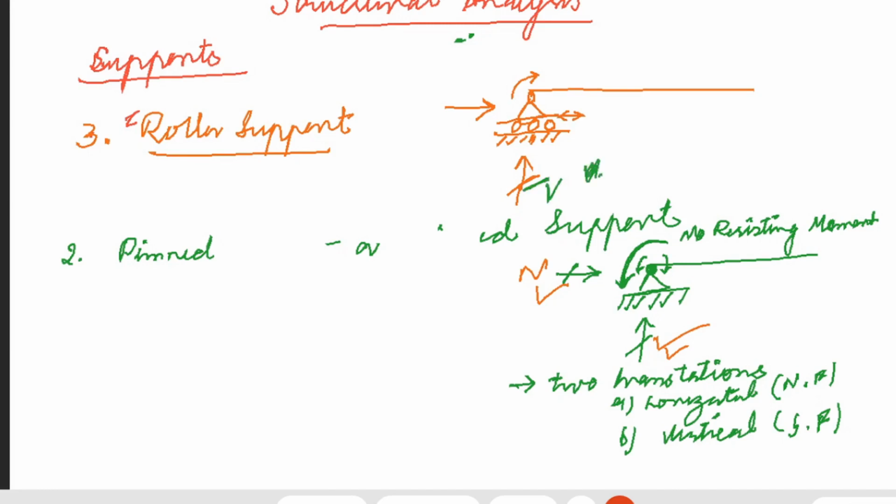Vertical translation, or we can call that shear also. That is shear also. So this is what we were doing in our last class on the basis of that cantilever.